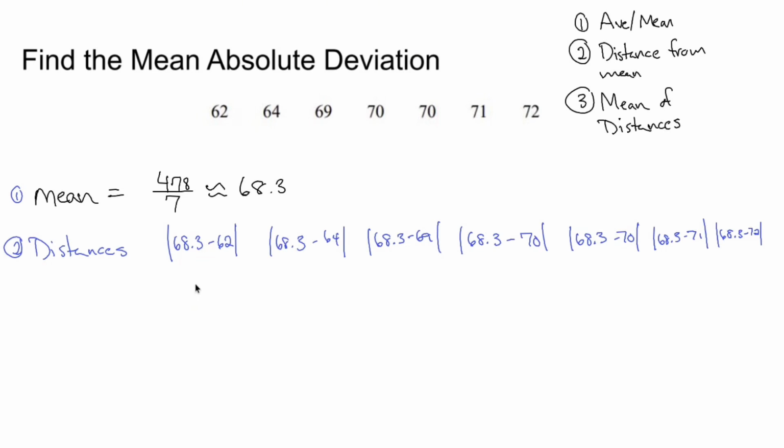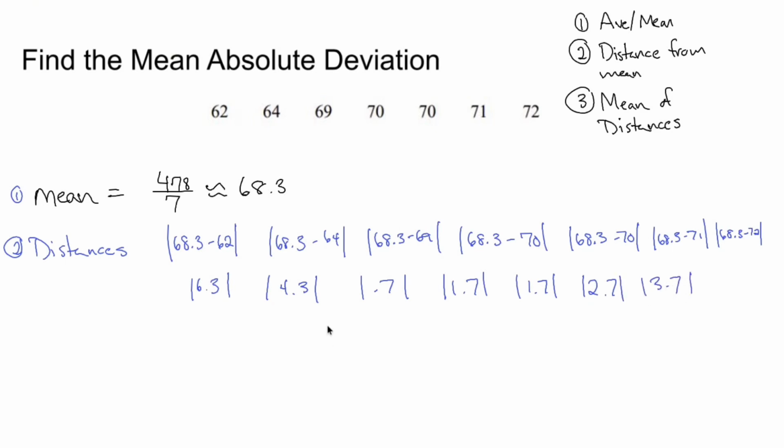That's going to get me 6.3. That's going to get me 4.3. That's going to get me 0.7. That's going to get me 1.7. That's going to get me 1.7 again. By the way, I'm making all of these positive right away because I can. Why not? 2.7. And that's going to get me 3.7.